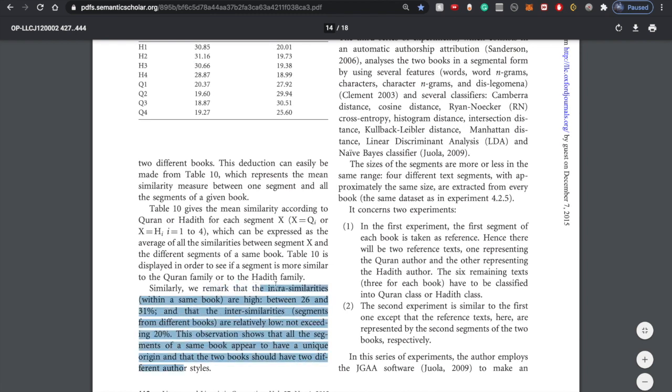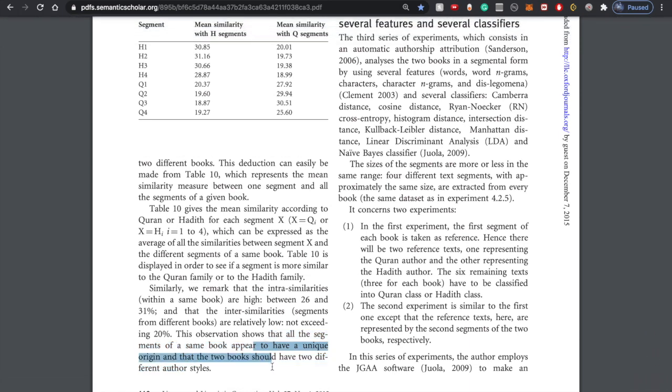Similarly, we remark that the intrasimilarities within a same book are high, between 26 and 31, and the intersimilarities, meaning between the two different books, are relatively low, not exceeding 20%. So this observation shows that all these segments of the same book appear to have a unique origin, and that the two books should have two different author styles.